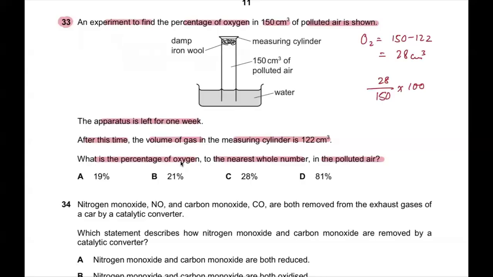So 28 divided by 150 multiplied by 100 will give me the percentage. Can anyone calculate it and tell me the correct answer, please? 18.6. So if it's 18.6, it can be rounded off to 19. So 19 is A, and B, C and D go wrong. A is our correct answer. Is this clear?